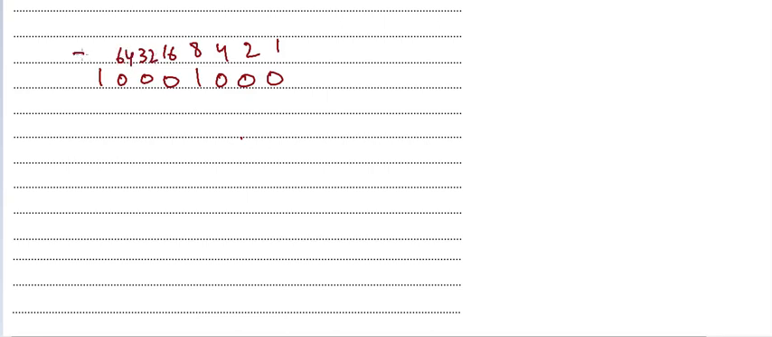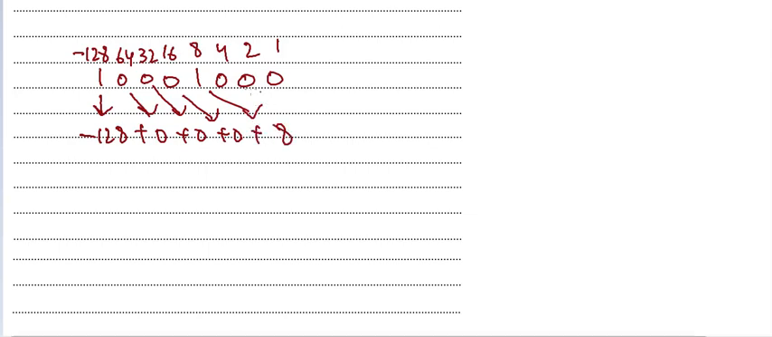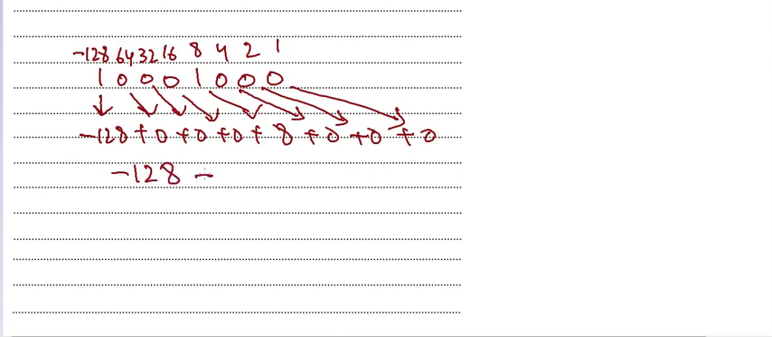Remember, in 2's complement the final weight is always negative, so this is going to be minus 128 plus 0 plus 0 plus 0 plus 8 plus 0 plus 0 and plus 0. Effectively what we have is minus 128 plus 8, and the answer comes out to be minus 120.